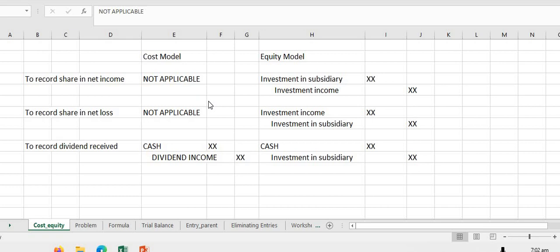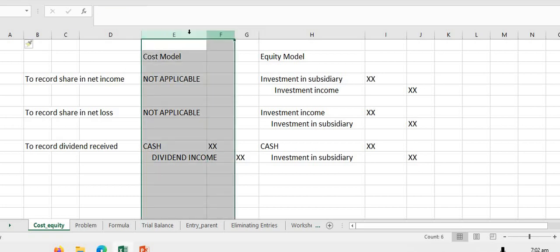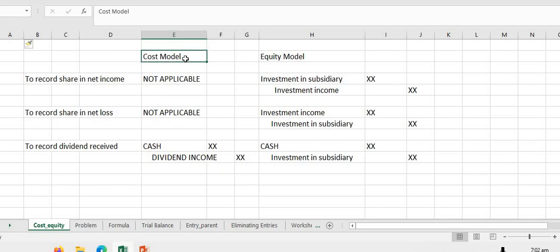Here we will be discussing the difference between the cost model and the equity model in accounting for the investment in subsidiary account in the separate financial statements of the parent. Under the cost model, the parent will not record any share in net income or net loss of the subsidiary. However, if there is a cash dividend, the parent will record this as a debit to cash and a credit to dividend income.